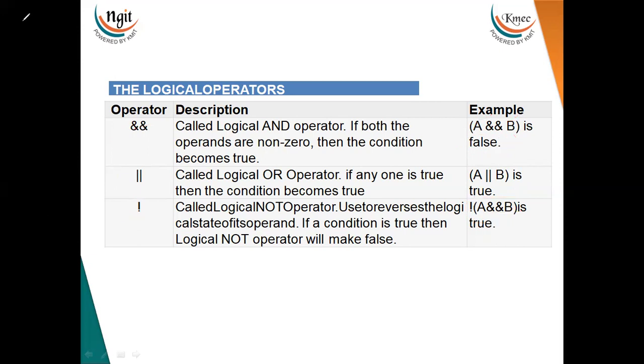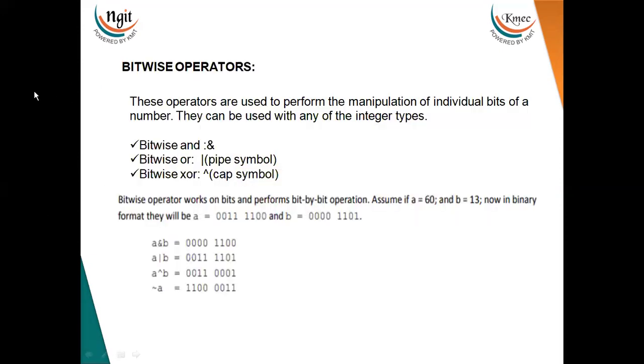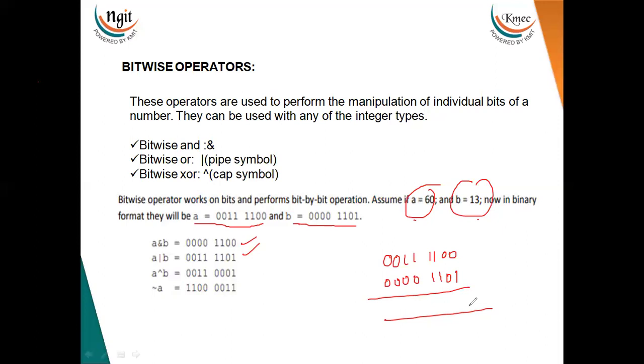Next, coming to the next operator, bitwise operators. Bitwise operators always work with bits. Whichever integers you want to perform the operation on, first you need to take the binary value of those two integers. Here I'm taking A value as 60, B value as 13. Convert 60 into binary, 13 into binary, then perform the AND operation. Let's say here 0011 1100, that is the binary value of 60, and 0000 1101, this is the binary value of 13.